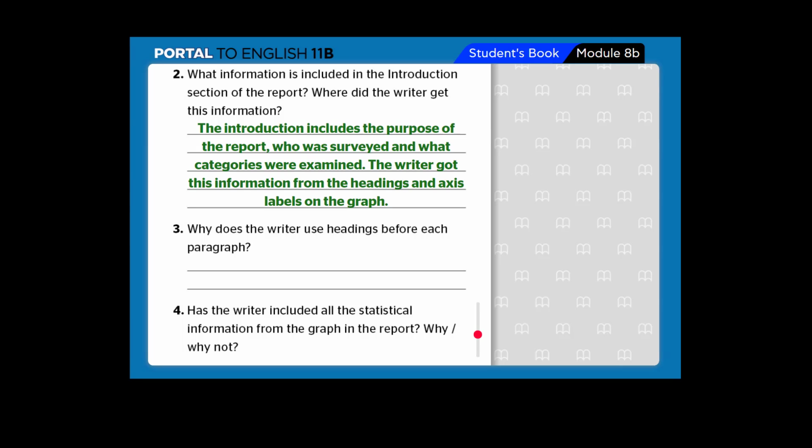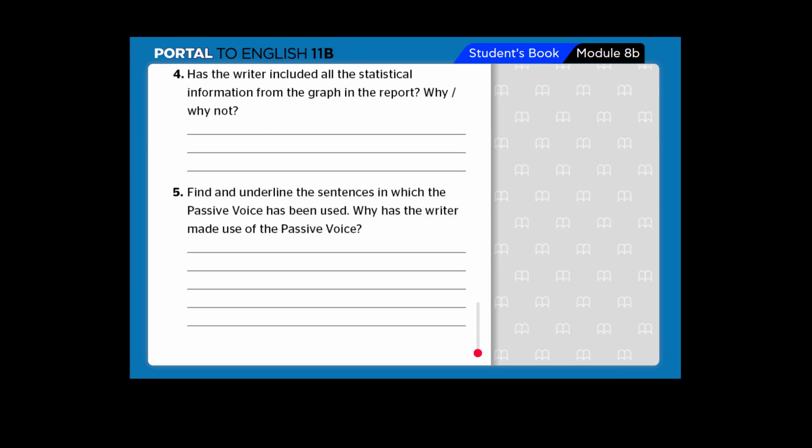Number 3. Why does the writer use headings before each paragraph؟ سؤال مهم جدا. لماذا يستخدم الكاتب عناوين قبل كل فقرة؟ Of course to organize the report and clarify information for the reader. حتى يجعل المهمة أسهل للقارئ فتكون منظمة ويوضح للقارئ نوع المعلومات في كل فقرة. Number 4. Has the writer included the statistical information from the graph in the report?